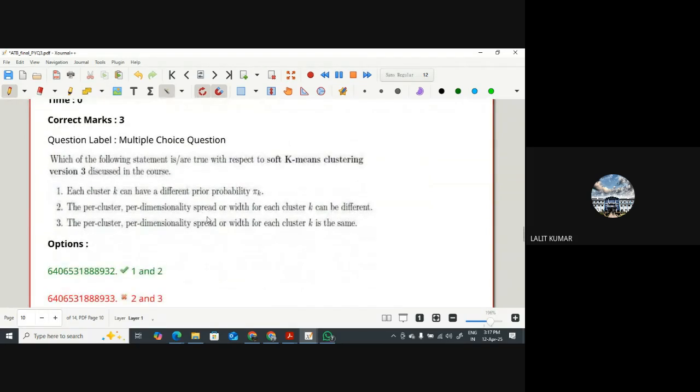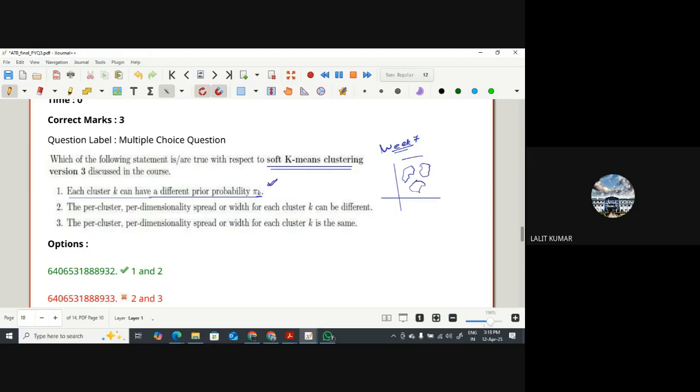Okay. Which of the following statements is true with respect to soft k-means clustering? Each cluster K can have a different prior probability of pi k. So this is from, if I'm not wrong, week 7, when the professor had covered that we can have different probabilities. So each cluster can be assigned different probabilities.